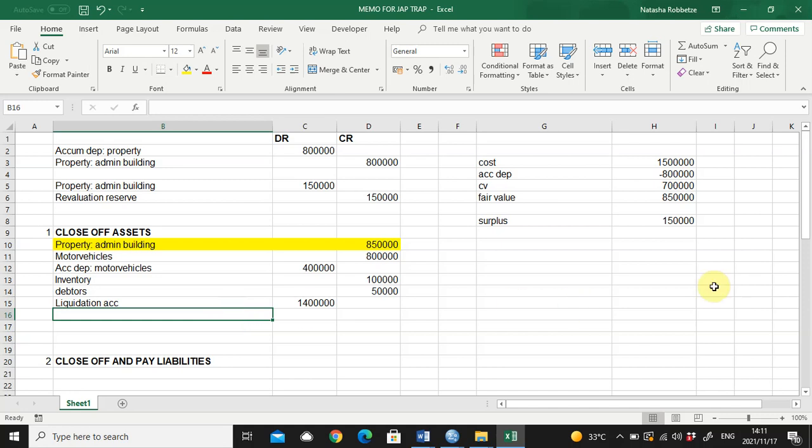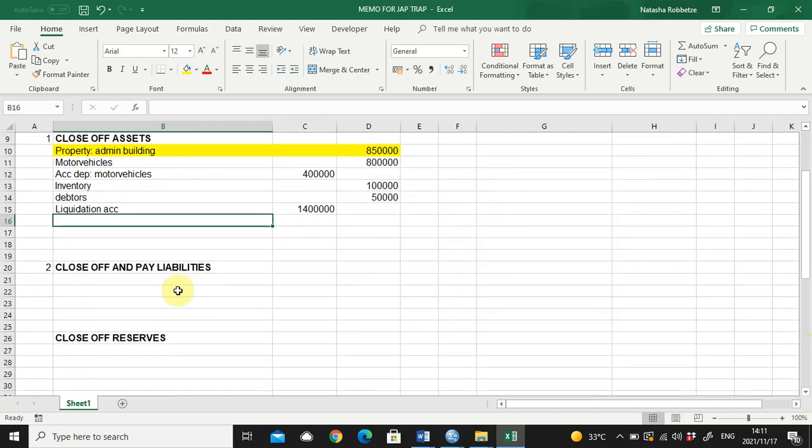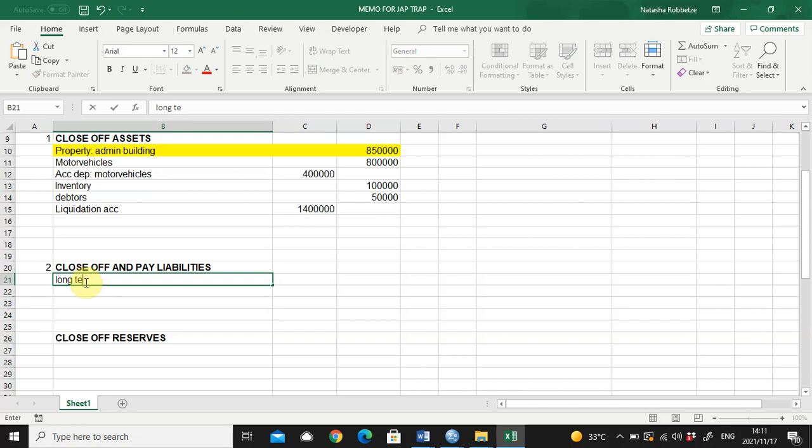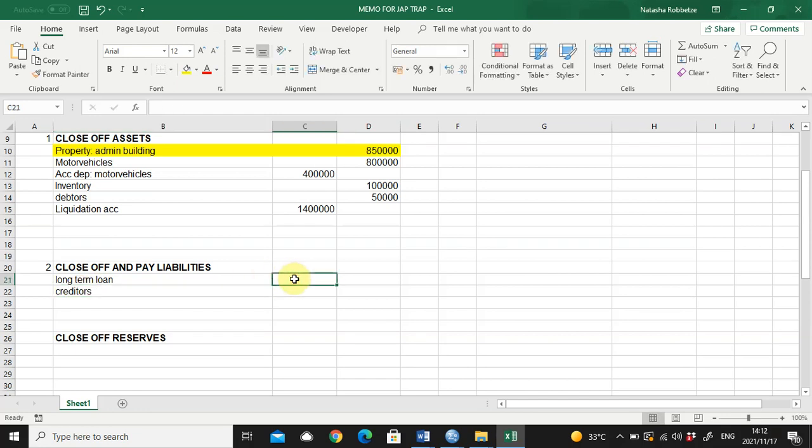Right, then the next step is we need to close off and pay all our liabilities. They tell us in note number 2 that the creditors and the long-term loan were paid and that there is a fee of 7,000 Rand that needs to be accounted for on early payment. So I'm going to close off the long-term loan and I'm going to close off my creditors. The long-term loan was given as a total of 600,000. The creditors were given as a total of 75,000.